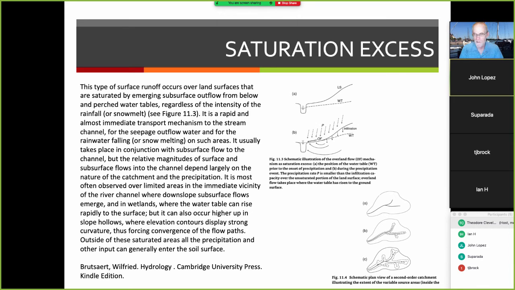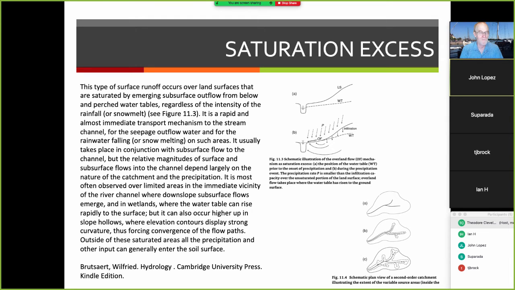So again, I'll read to you from the book because I think it's useful. We're now talking about saturation excess. This type of surface runoff occurs over land surfaces that are saturated by emerging subsurface outflow. Here's that subsurface flow term again. From below and from perched water tables. That's pretty terrible English grammar there. Regardless of the intensity of rainfall, it is a rapid and almost immediate transport mechanism to the stream channel for the seepage outflow water and for the rainfall falling on such areas.